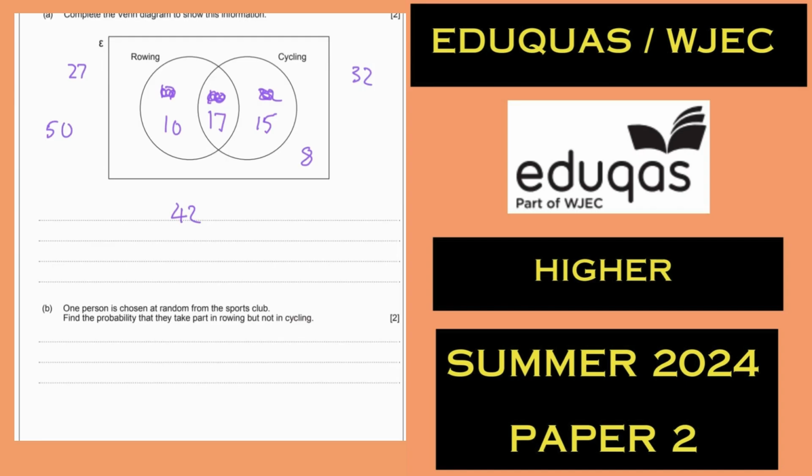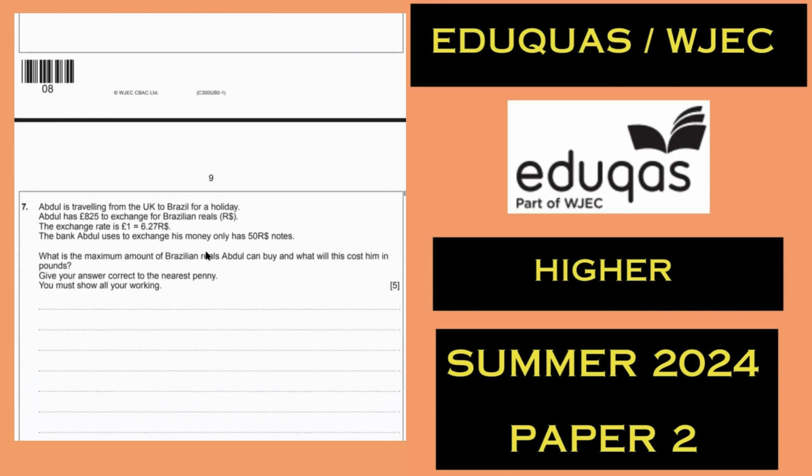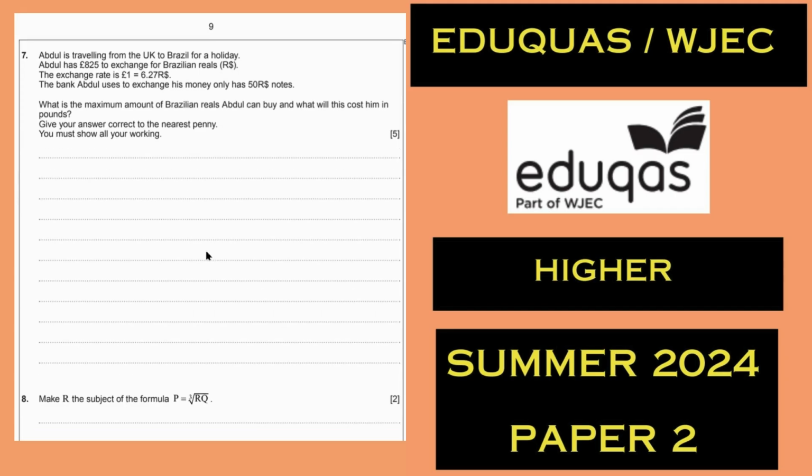Persons picked at random, find the probability that they take part in rowing, but not in cycling. That's those people there. They're the rowers who don't cycle, because those people do. It's 10 people out of the 50. Cancel it down if you want. They don't ask you to.